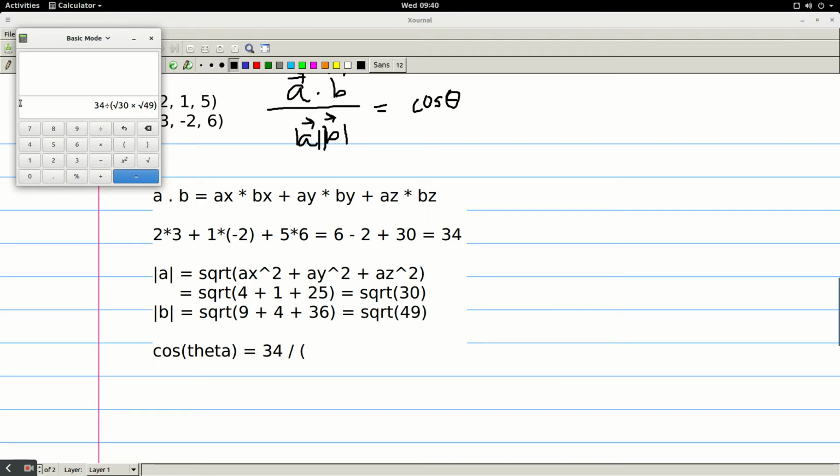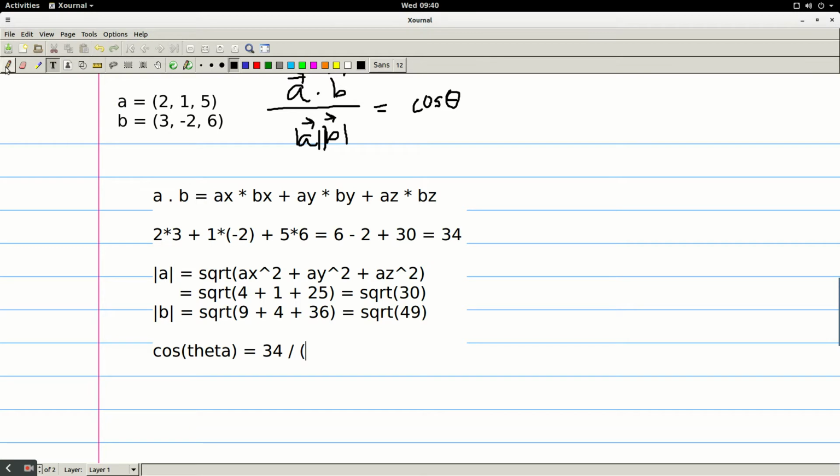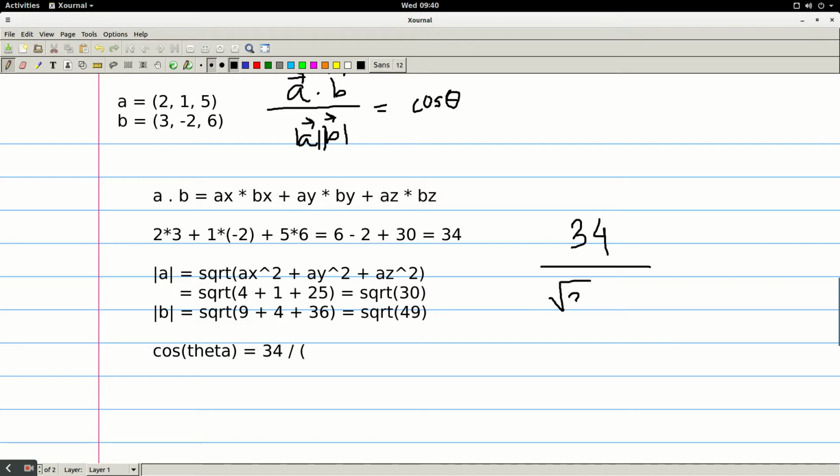This is square root of, let me write this. What I got is 34 up here, and in the bottom part, we got two things. One is square root of 30, and the other one is 49.